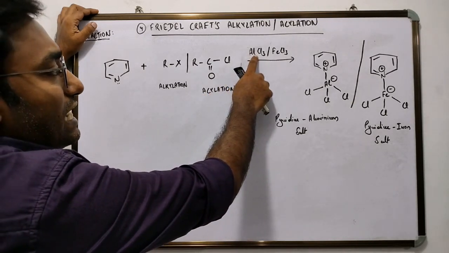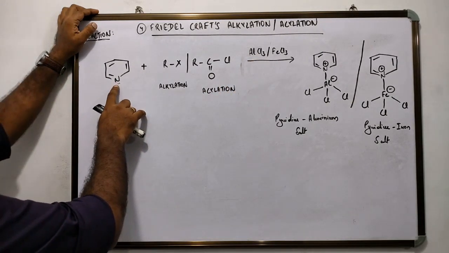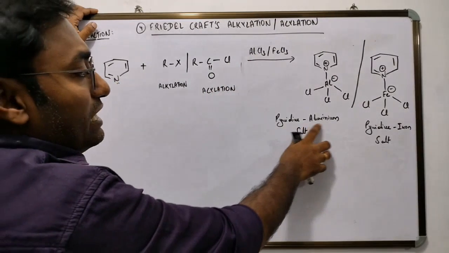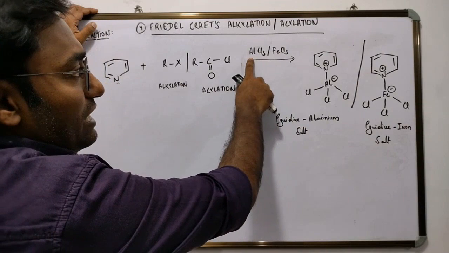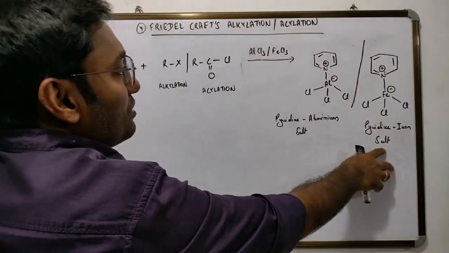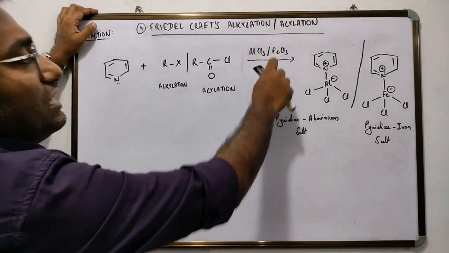Instead, the Lewis acid catalyst coordinates with the lone pair of electrons on nitrogen to form pyridine aluminum salt if AlCl3 is involved, or pyridine iron salt if FeCl3 is involved.